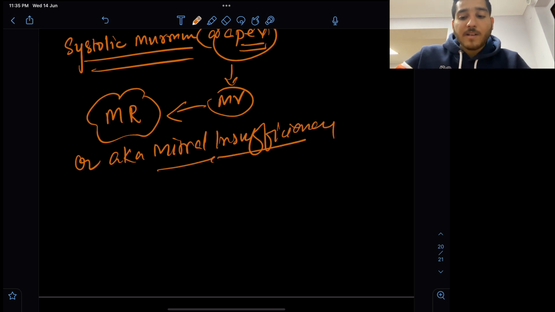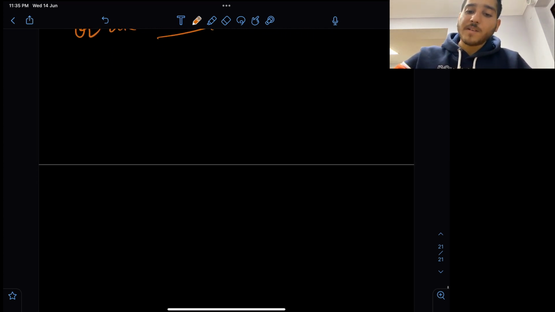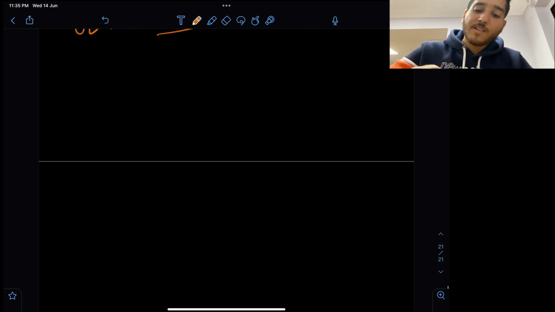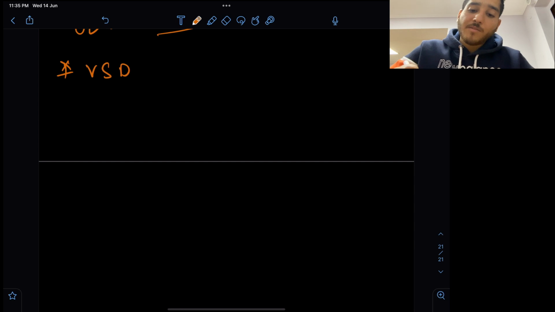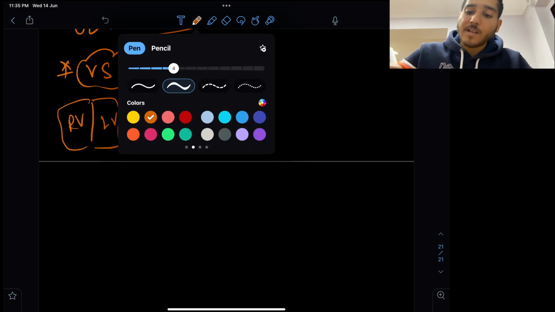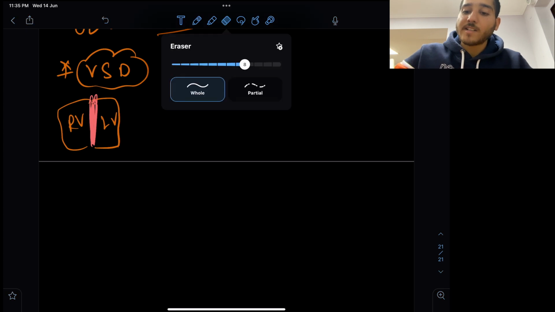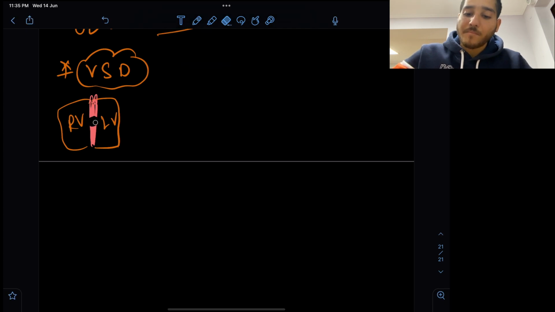So by knowing just two things, the location and the type of murmur, you can easily solve any question of murmur. Okay, there are some special murmurs which we need to talk about separately. Is there's murmur for ventricular septal defect. We know ventricular septal defect is there's right ventricular, left ventricular, and we have a septum there, right? If there's some defect in the septum, we call it ventricular septal defect.